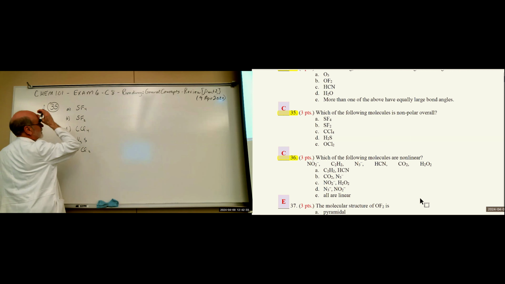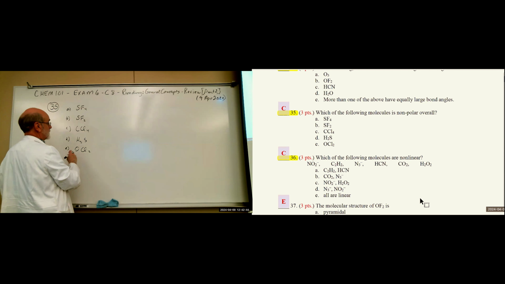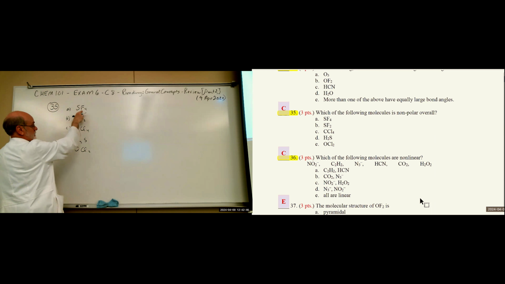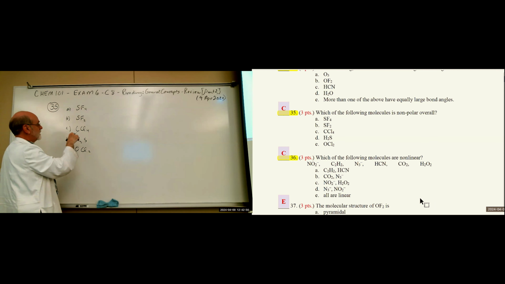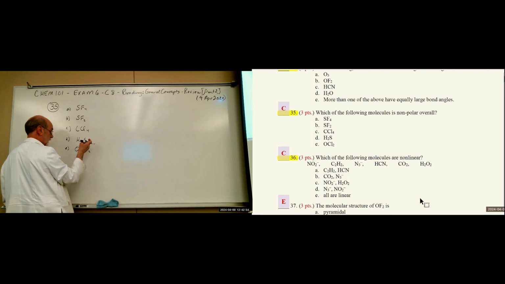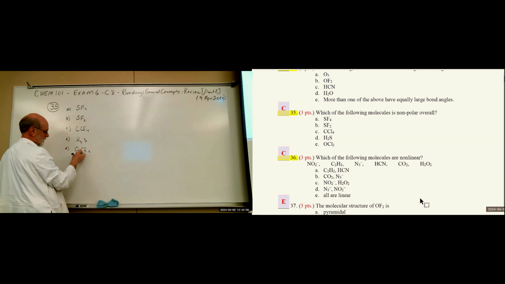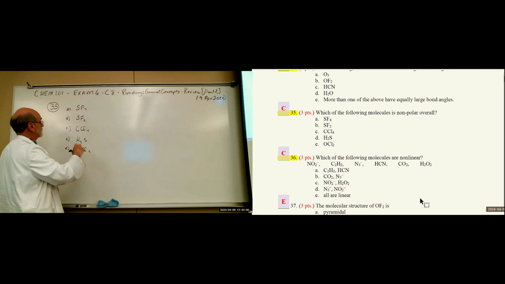Okay. So we need to know two things. Are the bonds polar? And what's the geometry? The bonds are definitely going to be polar for these guys right here, because fluorine is the most electronegative element in the chart. So we know those are polar bonds. Okay, so they all have polar bonds. We need to know the geometry.